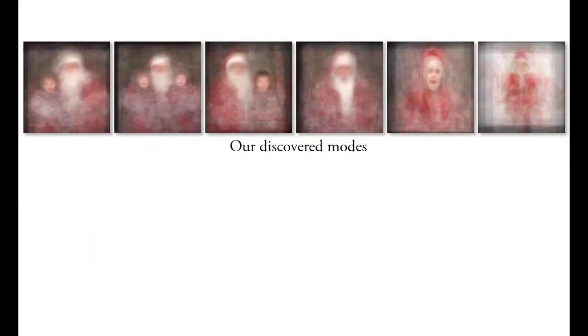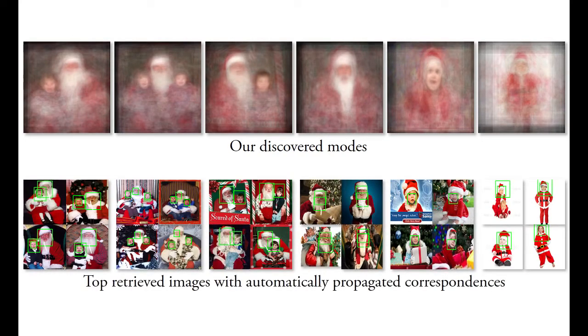Now, here are the average images created using our system, Average Explorer, on the same image collection. Below each mode, we display the top few images used to create the average and the feature correspondences between them. Notice how we're able to discover and align a diverse set of modes in the data.